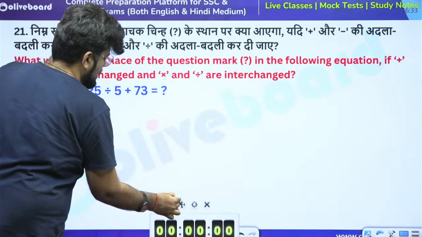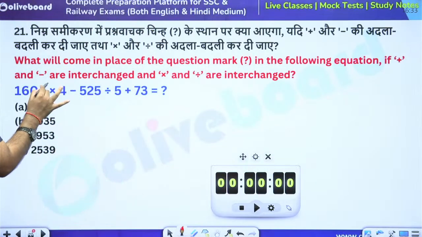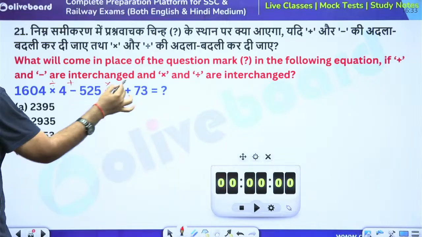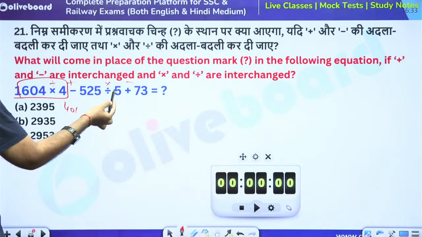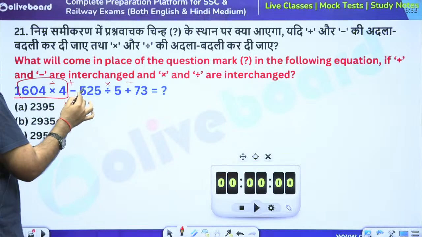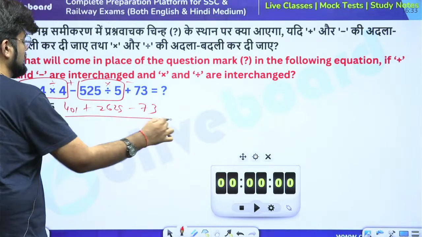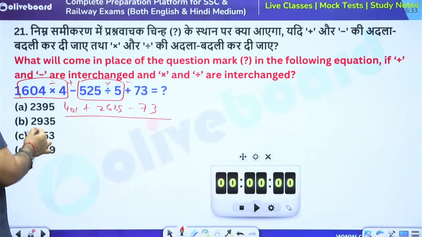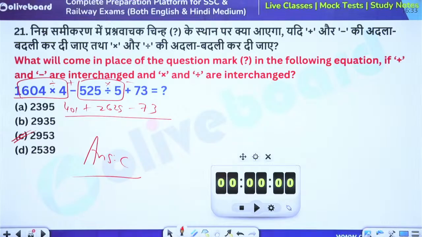See, now it is changing the signs. So into is replaced by divide, divide is replaced by into. This is plus, this is minus. Now if you divide this, this is 401. If you divide this by 2, this is 250 and 12.5, 262.5. So this is 2625. This is 73. It's pretty easy. So 6 minus 3, it will end in 3. Option C is the right answer. Cool. Next.